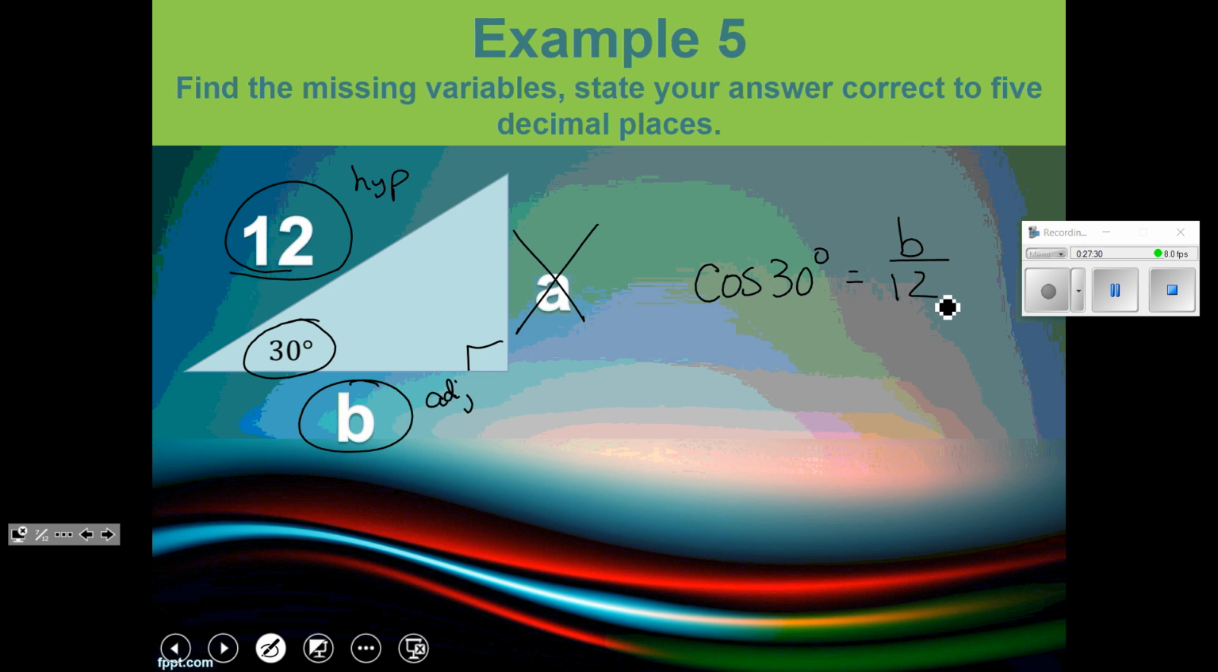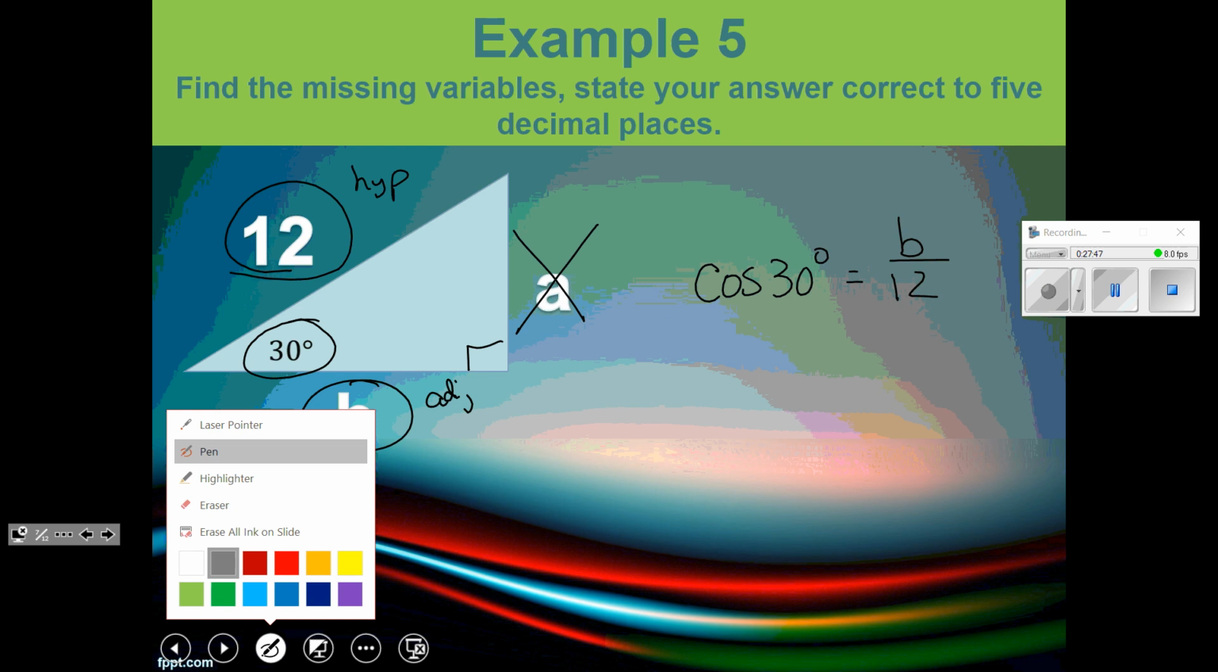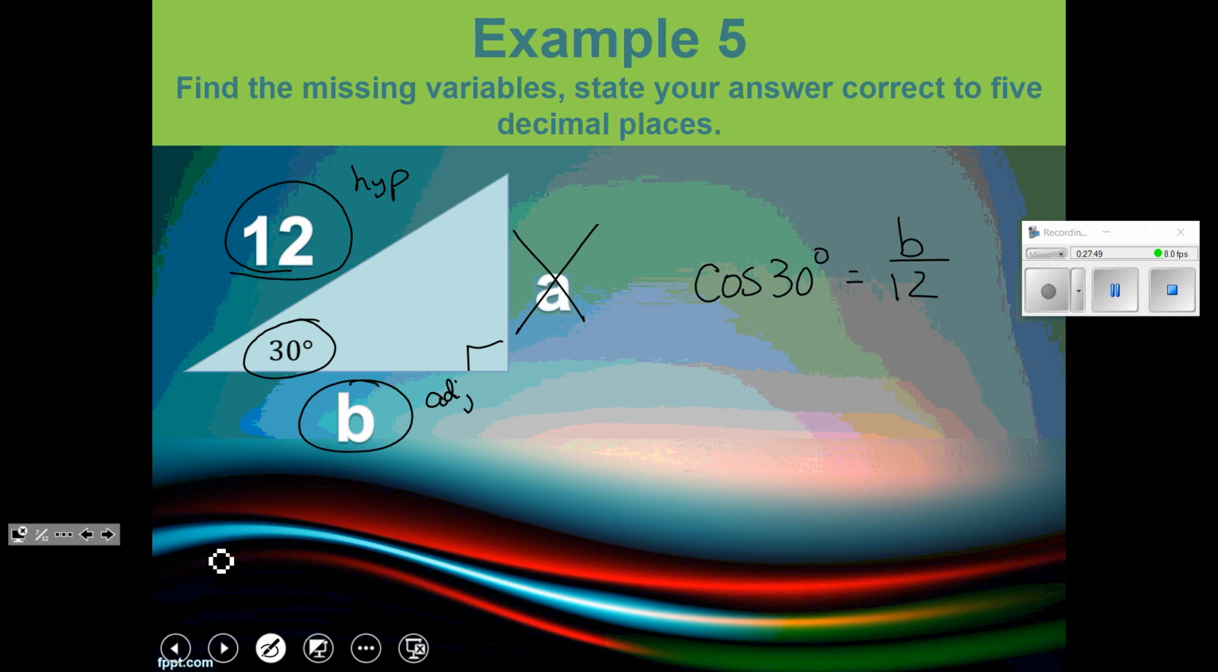So can I give you about a minute and a half and see if you can solve for b? I've shown you how to put the cosine of 30 in your calculator, and I've shown you how to solve equations. So take a minute and see what you can do. Take a look at this. So what would I do to solve for b? I'm going to times by 12. So 12 times the cosine of 30 degrees is equal to b.